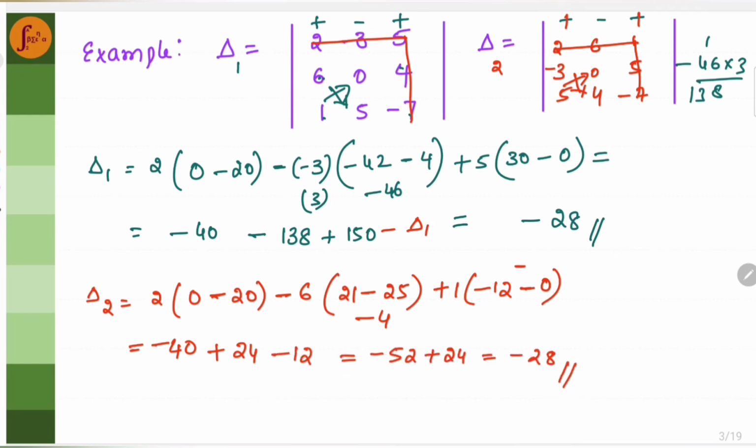So if you notice, determinant 1 and determinant 2 are the same. Both of these are the same, right? So even after interchanging rows and columns, the determinant is the same.